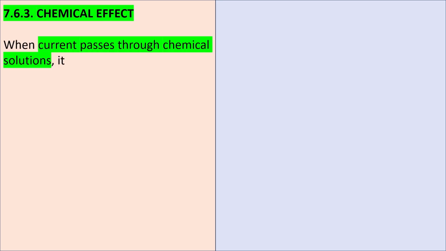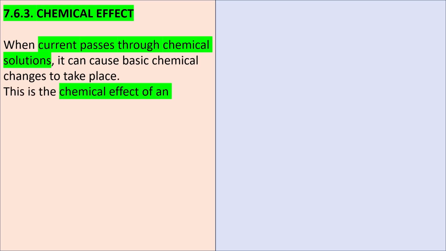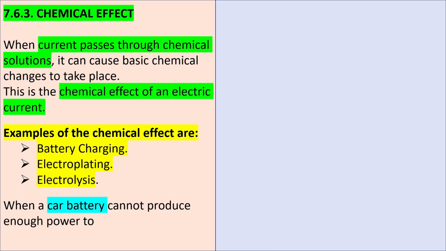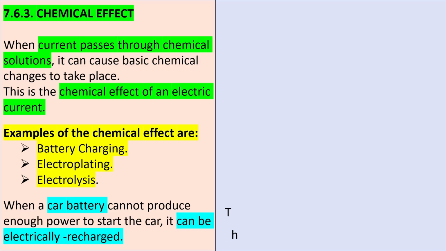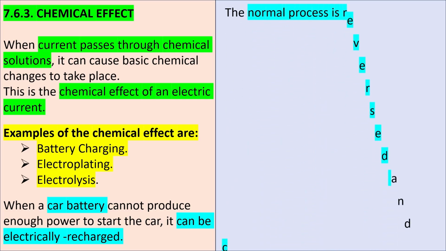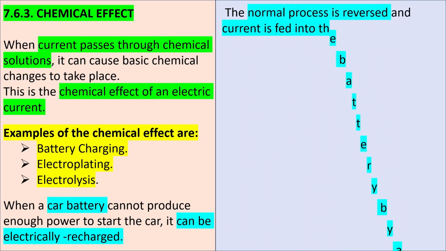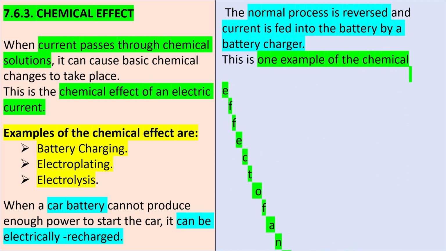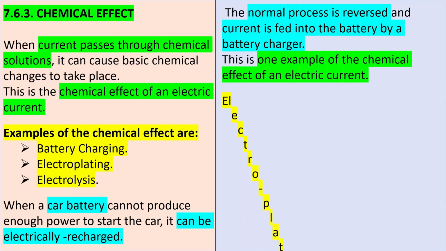Chemical effect. When current passes through a chemical solution, it can cause basic chemical changes to take place. This is the chemical effect of an electric current. Examples of the chemical effect are battery charging, electroplating, and electrolysis. When a car battery cannot produce enough power to start the car, it can be electrically recharged. The normal process is reversed, and the current is fed into the battery by a battery charger. This is one example of the chemical effect of an electric current.